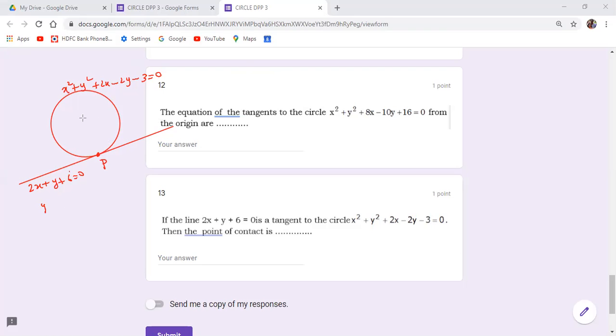Second method is you find the equation of this line, normal. Normal is passing through the center, and with the slope of this line, you can get the equation of this line. If you solve both the equations, you will get the coordinate of P. This is second method.